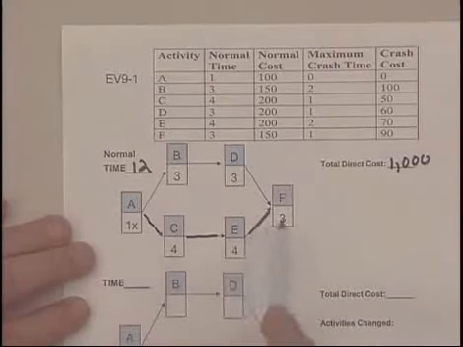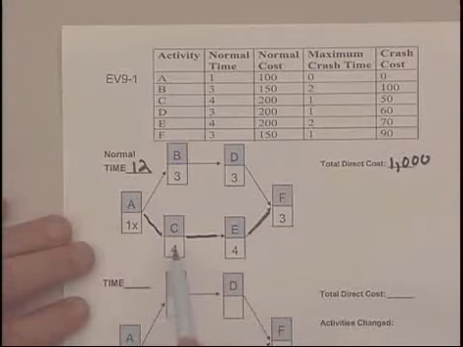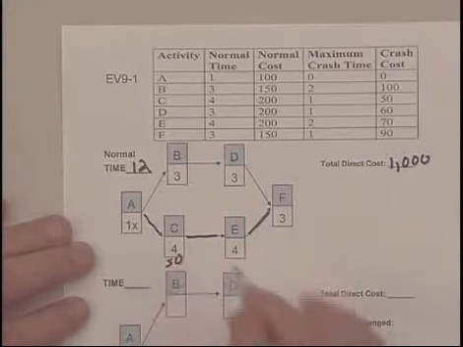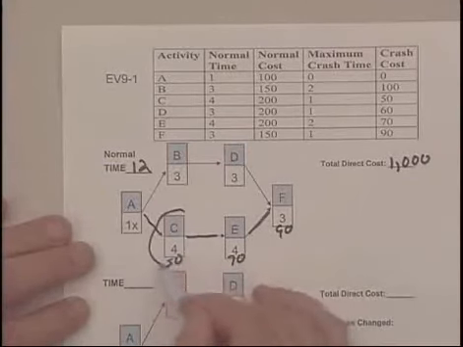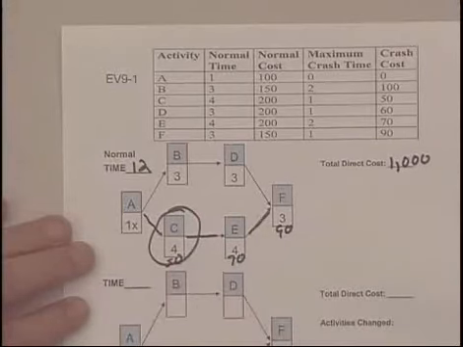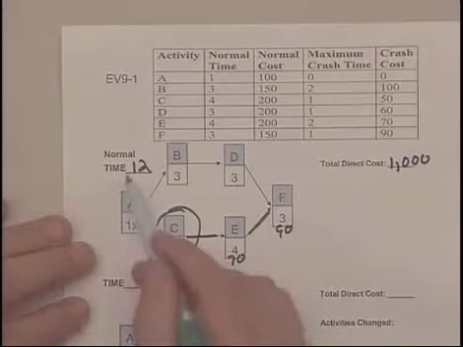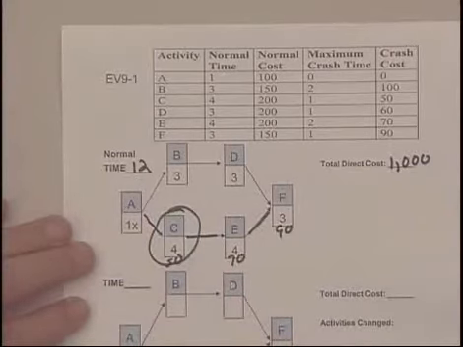So we look at the critical activities and pick the one with the cheapest crash cost. And we look at C, the cost is 50. We look at E, the cost is 70. And we look at F, the cost is 90. And we choose the cheaper cost, which would be C. So for $50 additional, we can go from 12 to 11 days.